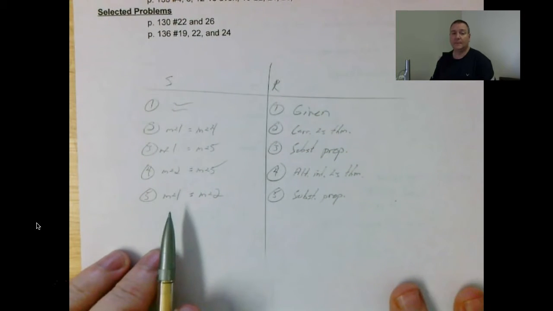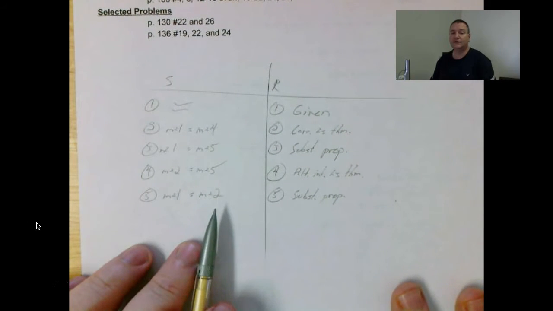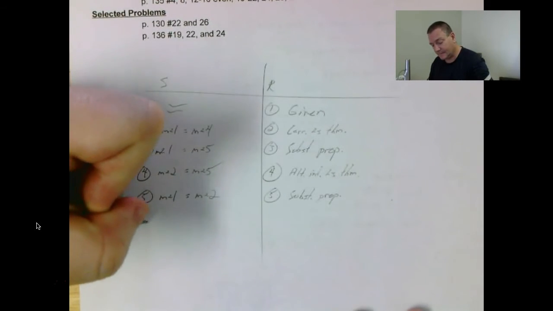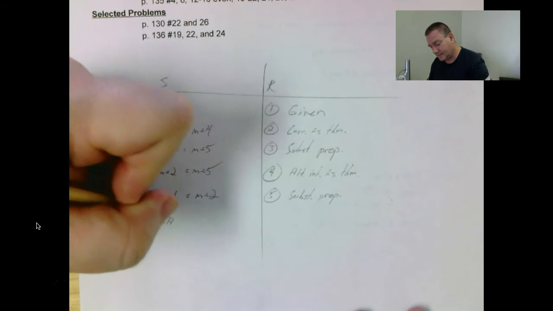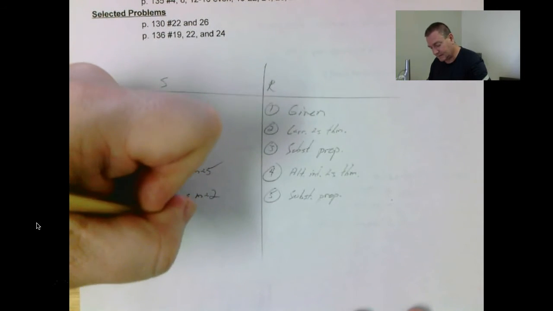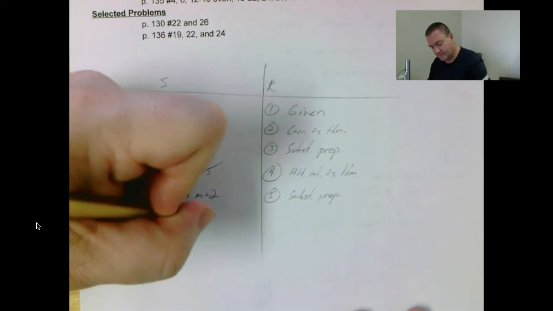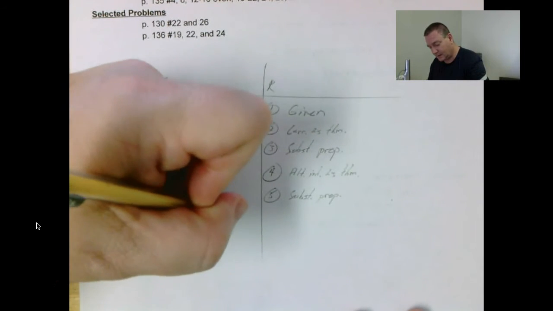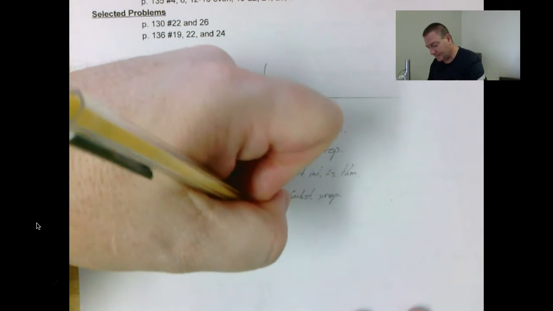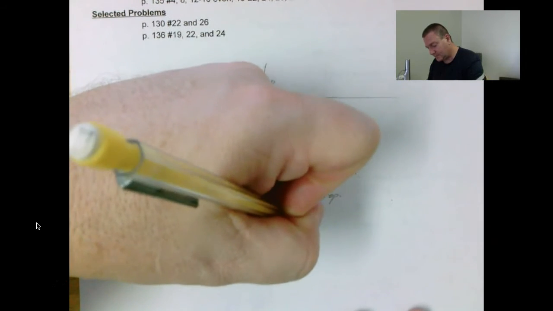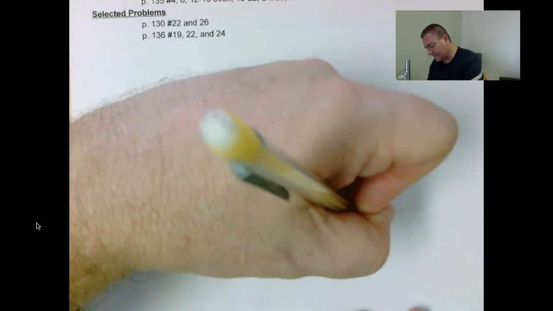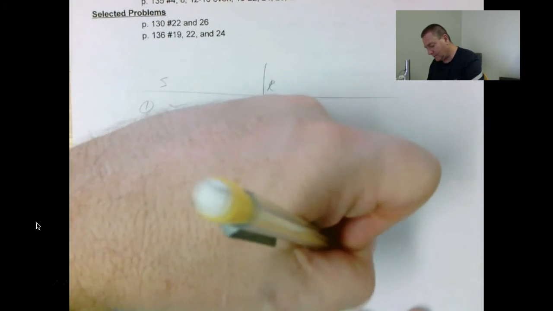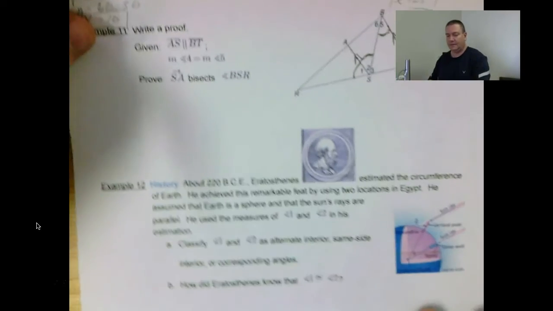What did I say in the beginning? My goal was to get angle 1 congruent to angle 2 so that I could say ray SA bisects angle BSR. Definition of angle bisector. QED. Finished. All right, example 12.